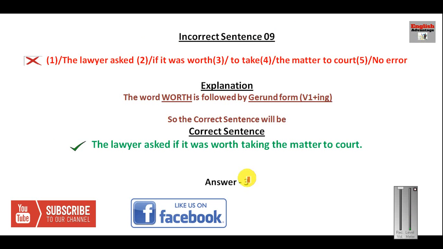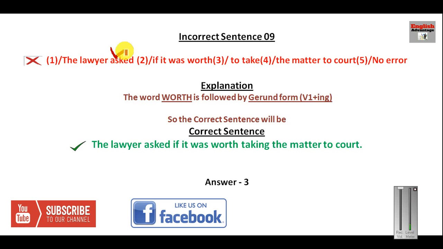Now let us see the next sentence. You should be able to correct these sentences quickly and faster than others. Then only you can suffice your purpose. Otherwise, no use. Okay. The lawyer asked if it was worth to take the matter to the court.